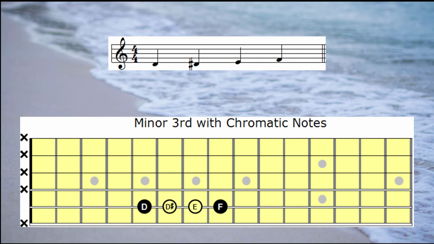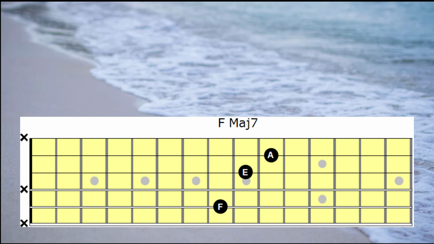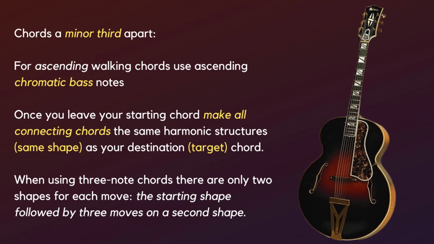Our starting note D and our destination note are coloured in black, with the chromatic notes shown as clear dots. Here's our starting chord, the D minor 7, and now here's our destination chord, the F major 7. The idea is to have the bass line moving up chromatically, and once you leave your starting chord, in this instance it's D minor 7, the chord quality becomes the same as your destination chord.